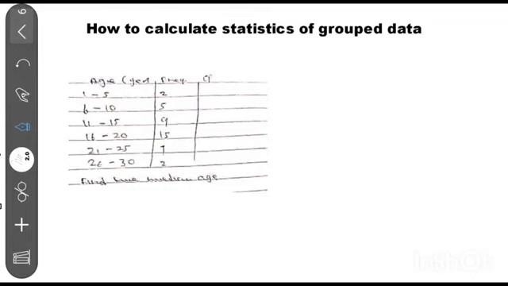Hello guys, welcome back to today's mathematics class. In this class, we shall dive into statistics, and we are going to look at how to calculate the median of grouped data.